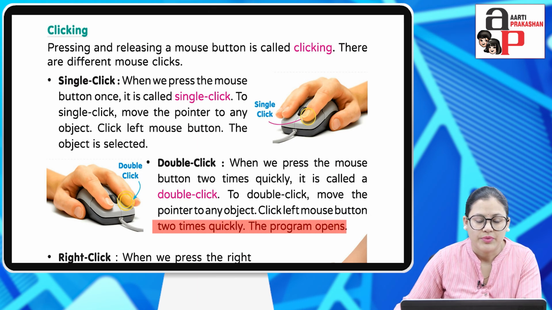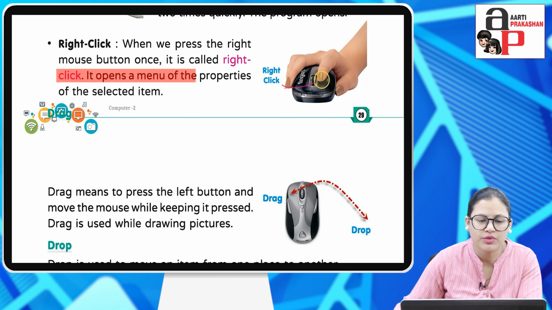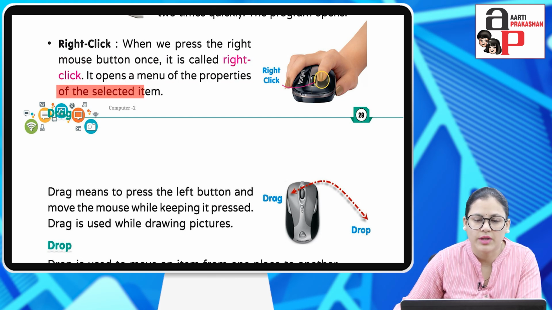Next is right click. When we press the right mouse button once, it is called right click. It opens a menu of the properties of the selected item. So if you click the right mouse button, what will it do? It will open the menu of the properties of the selected item.